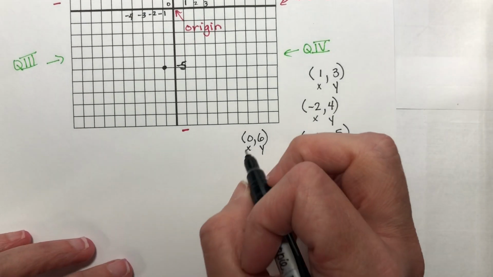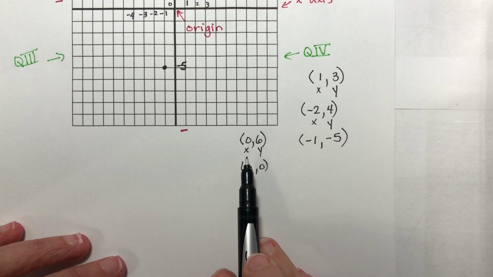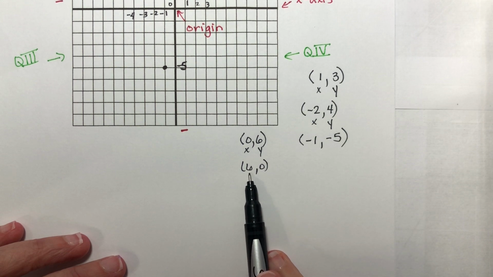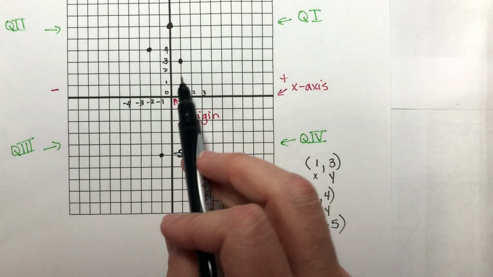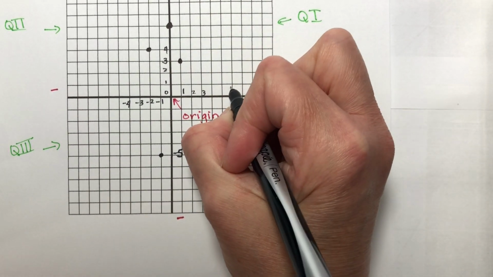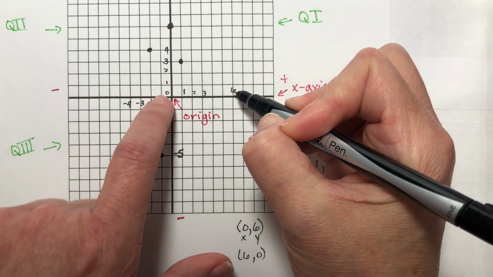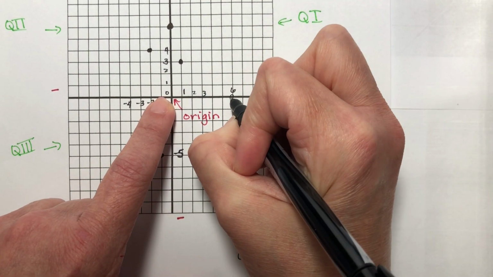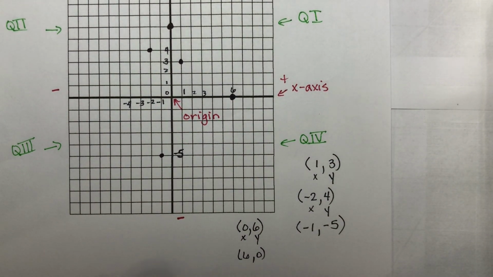Now let's reverse this. Let's do 6, 0. So this time, my point is supposed to line up with 6 on the x-axis and 0 on the y. Well, this would be 1, 2, 3, 4, 5, 6 is here. It's supposed to line up with 6 on the x and 0 on the y. That puts this one directly on the x-axis.